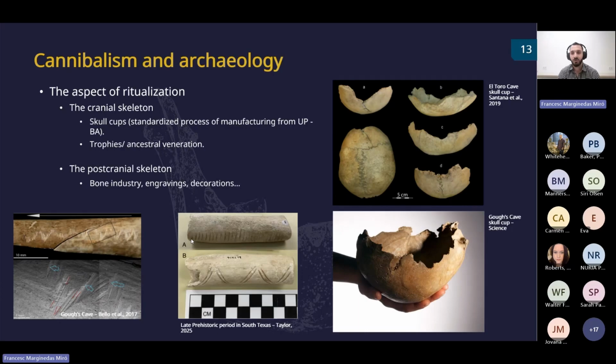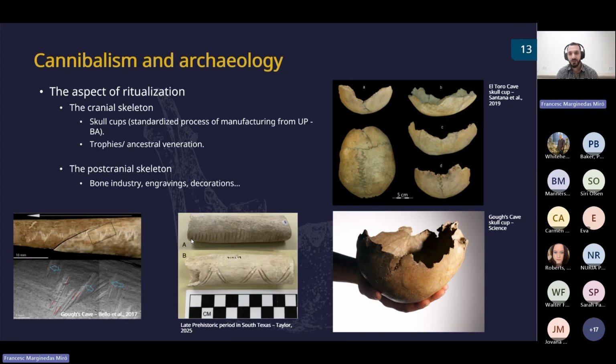What allows us to talk about, or at least to discuss, a possible ritualization or symbolic treatment in this cannibalistic context is the presence of modifications not related to the butchery process. So this is the case of the skull caps, where the skull is intentionally modified, the face and the lower part is carefully removed in order to leave the upper part and conserve it with its natural bowl shape. This has been interpreted in different ways, and they could represent trophies or objects of ancestral veneration.